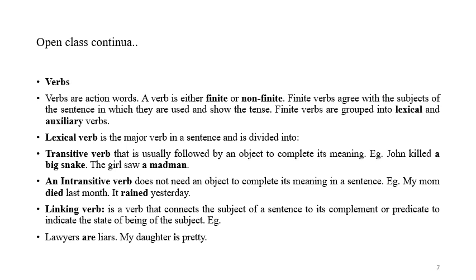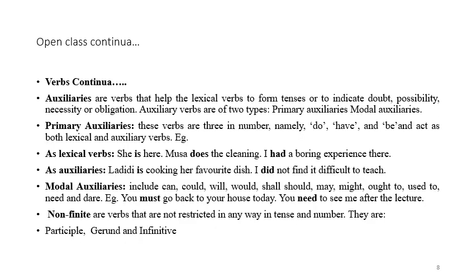So all these are intransitive. Then we have linking verb. It's a verb that connects the subject of a sentence to its complement or predicate to indicate the state of being. For example, lawyers are liars. My daughter is pretty. These are linking verbs. Open class. Then auxiliary verbs, they are verbs that help the main verb to perform its actions.